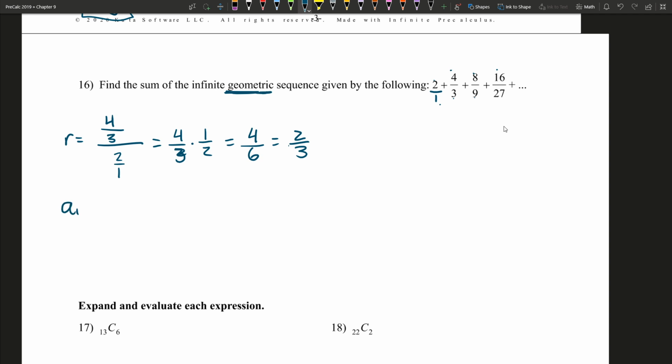Our first term is just 2, and we have an infinite sequence, which means our sum is the first term divided by 1 minus our common ratio, which is just 2 over 1 minus 2/3. When we plug that into a calculator, we get 6.